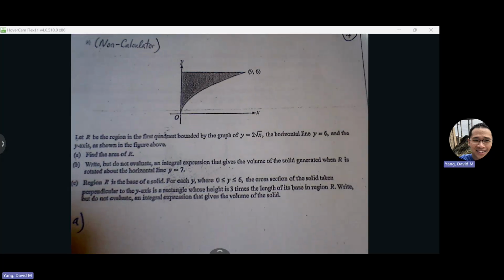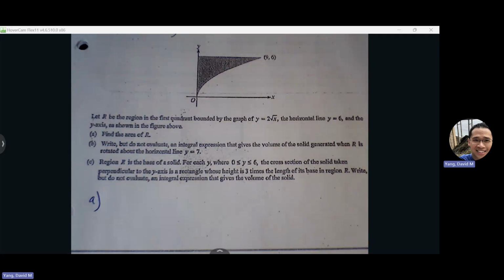So area, we could do top minus bottom or right minus left, but I think for us, if we ever see an area problem, our default should be top minus bottom. And if that doesn't work out, then we should try right minus left. But for this problem, you could do it either way, but top minus bottom is usually going to be easier. It says non-calculator, but you can just do the setup without the calculator and then plug in your calculator, which is fine. You'll get to use your calculator on your quiz.